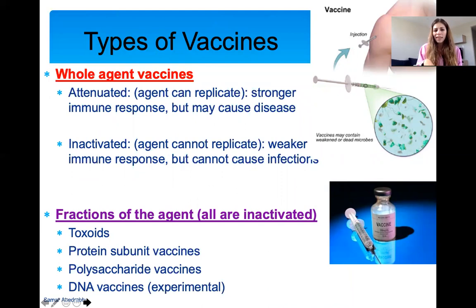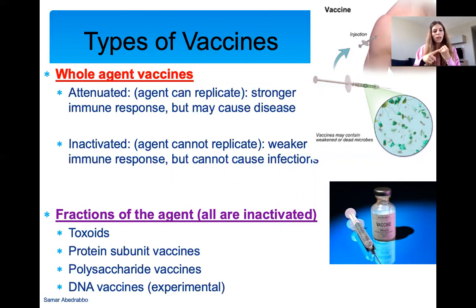There are whole agent vaccines and fraction of the agent vaccines. When I say agent, I mean the bug, the pathogen, whatever you want to call it. Whole agent vaccines are vaccines that actually use the whole bug. If you're looking at this picture, they use the whole bug, and they either weaken it or kill it. Those are whole agent vaccines to stimulate an immune response. All of this is to stimulate an immune response. Fractions of the agent are when we take pieces of the pathogen that caused disease and use them to stimulate an immune response.